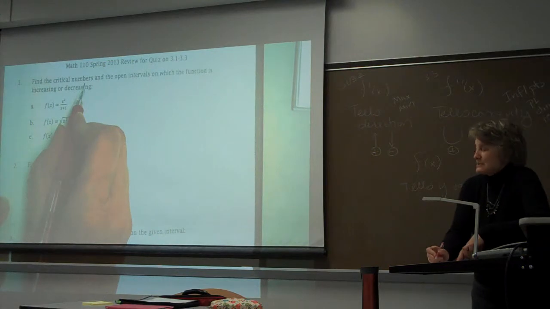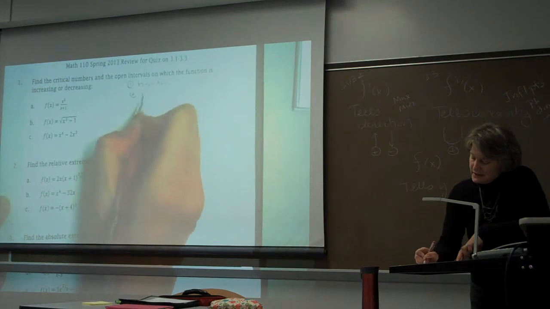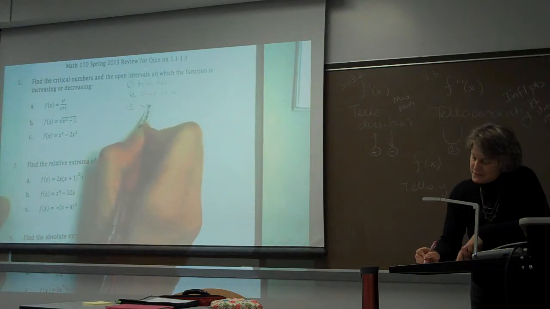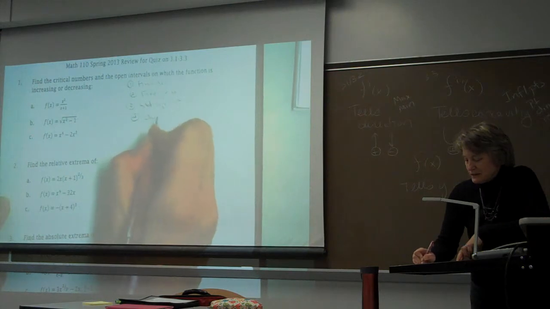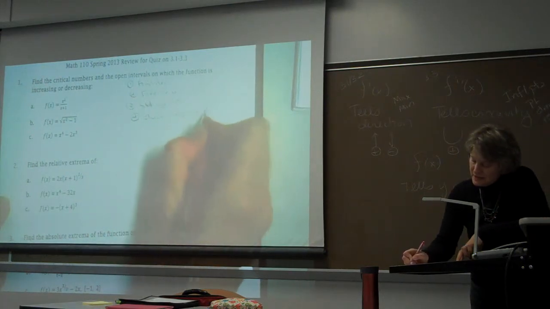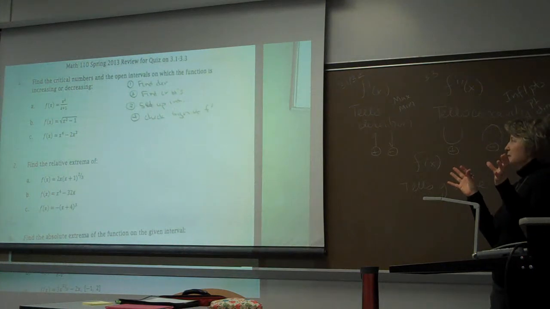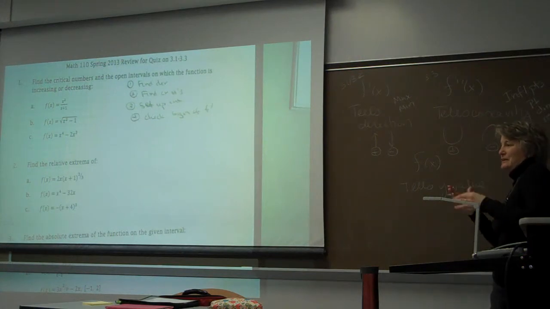increasing and decreasing. The steps would be: find the derivative, find the critical values, set up intervals, and check the sign of f prime. So that was section 3.1. That's where we started this whole thing. We took the derivative, found the critical numbers, put in the intervals and said, okay, derivative is positive, it's increasing. Derivative is negative, it's decreasing. That kind of thing.